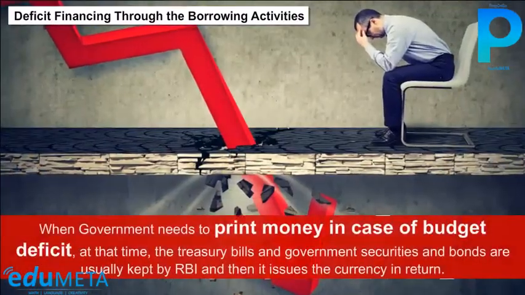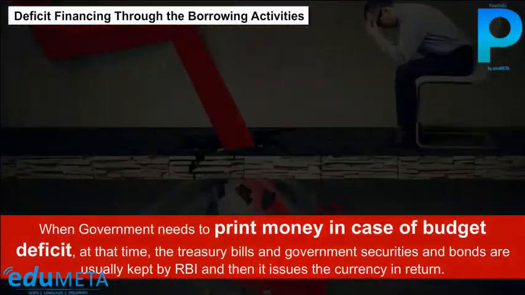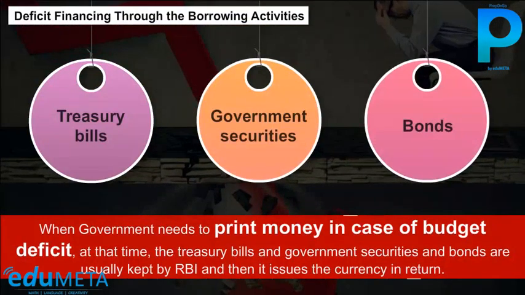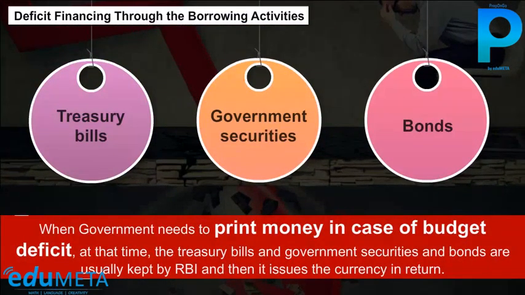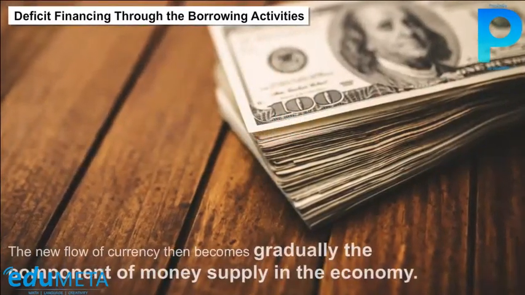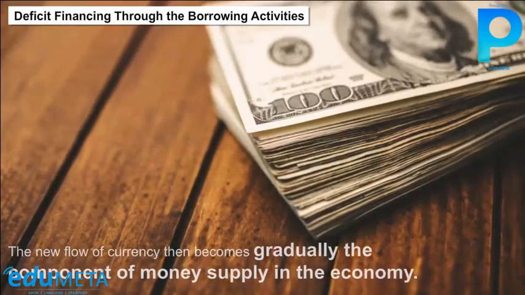When the government needs to print money in case of a budget deficit, the treasury bills, government securities and bonds are usually kept by the RBI, and then it issues the currency in return. The new flow of currency then gradually becomes a component of the money supply in the economy.